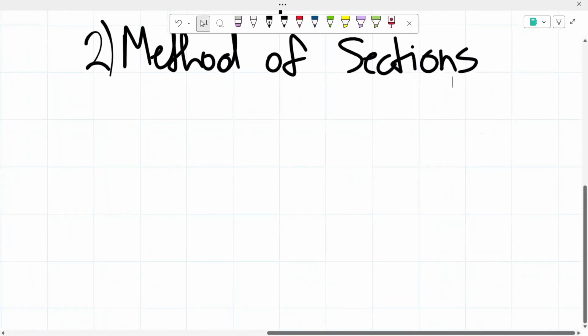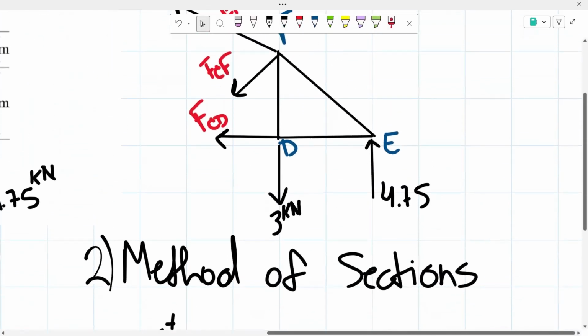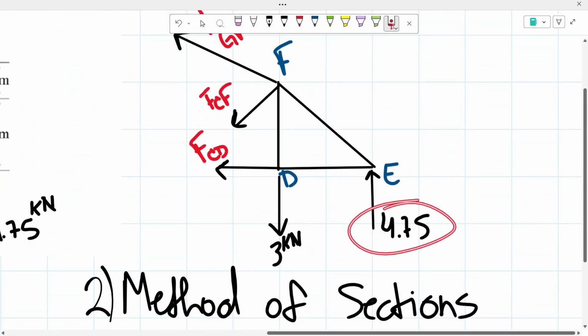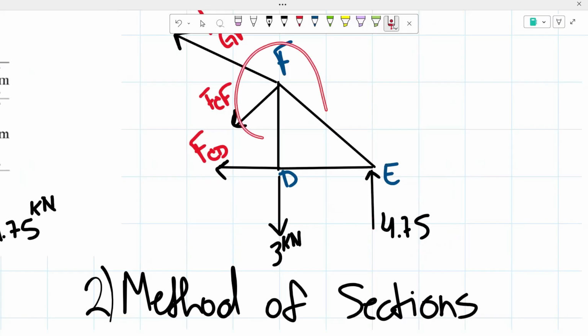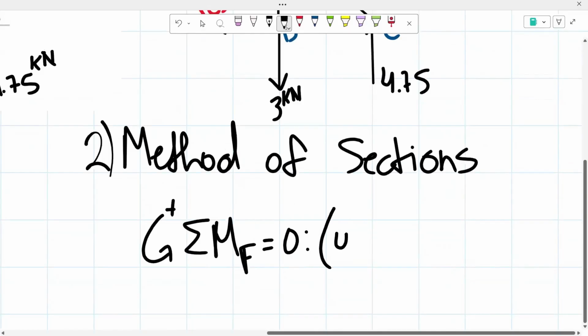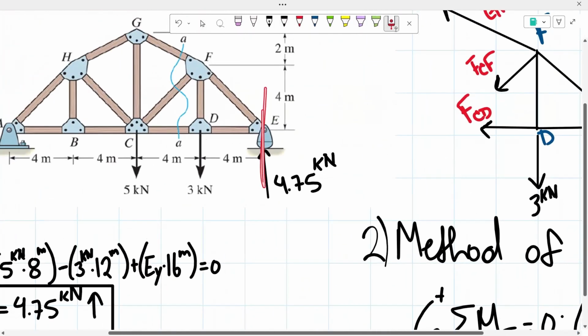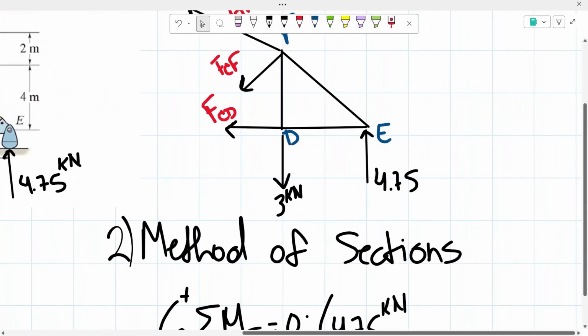So that's why I'm going to do the sum of the moments about point F. From there, we have our 4.75 kilonewtons. It is going upwards and to the right about that point, so we know it's going to be creating that counterclockwise moment. That means a positive moment with a force of 4.75 kilonewtons times the distance from here to our point F, which is 4 meters. So times 4 meters.